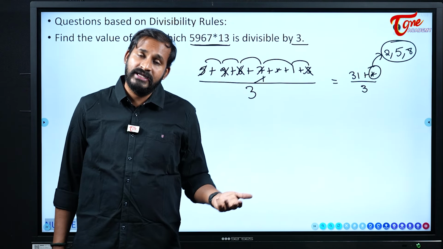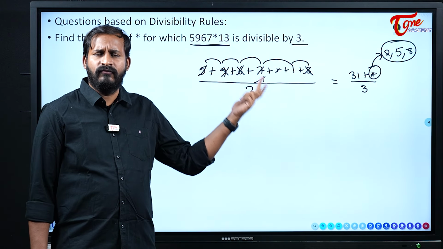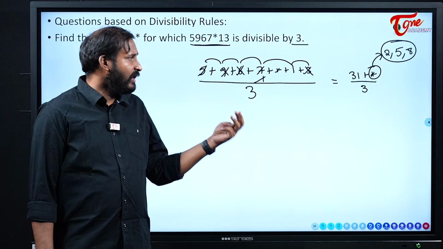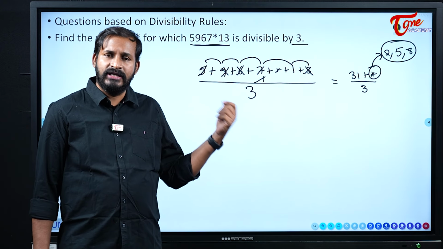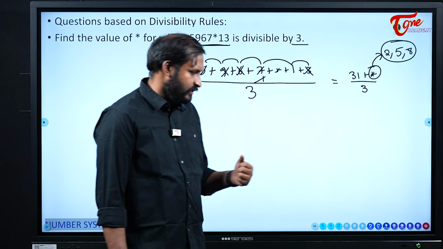So how many values of star are possible means 3 different values. It can be 2, 5 and 8. If the question asks how many values of star are possible, or what the exact value of star is, they will give either of those 3 options in the given question.